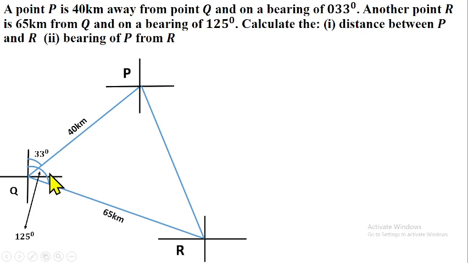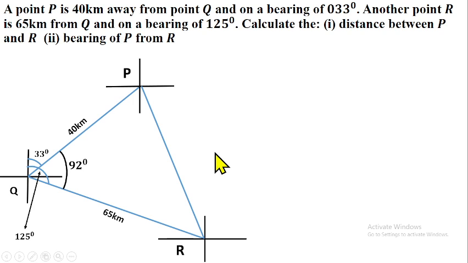If from here to here is 125 and from here to here is 33, then how do we get the angle inside this triangle here? That should be 125 minus 33, and that should give us 92 degrees. So that means this triangle is not a right angle triangle, because the angle there is an obtuse angle. It's more than 90. So that means we cannot use Pythagoras theorem and we cannot use trigonometric ratio.